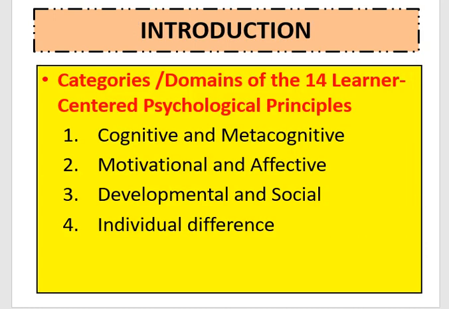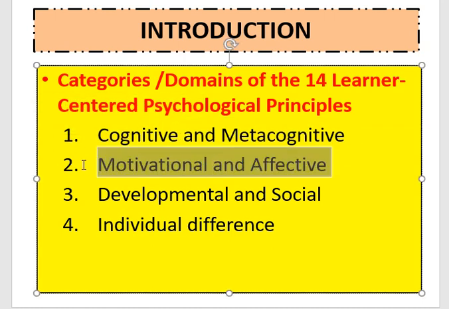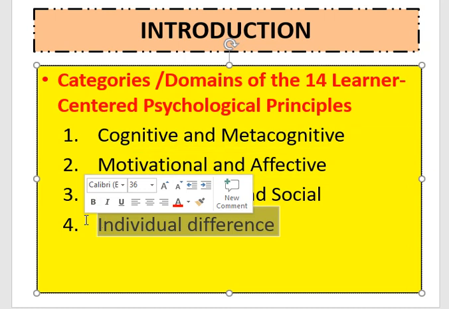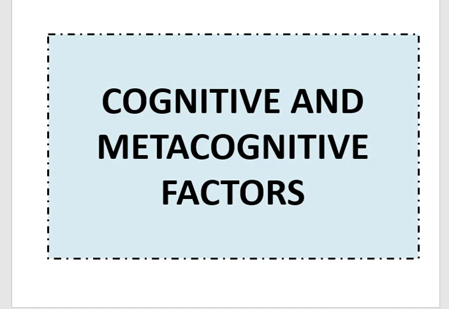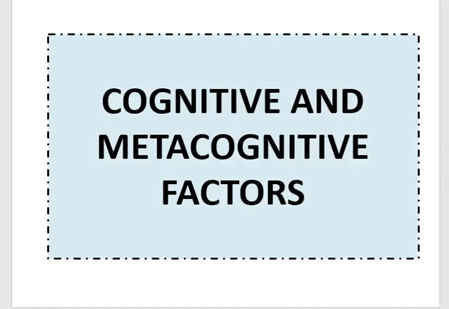Next one we have here, the LCP principles, or the learner-centered psychological principles, are categorized into four domains. What are these domains? We have the cognitive and metacognitive domain, motivational and affective domain, the developmental and social domain, and lastly, the individual difference domain. For this lesson, we will focus first on the cognitive and metacognitive factors. This is the first domain.